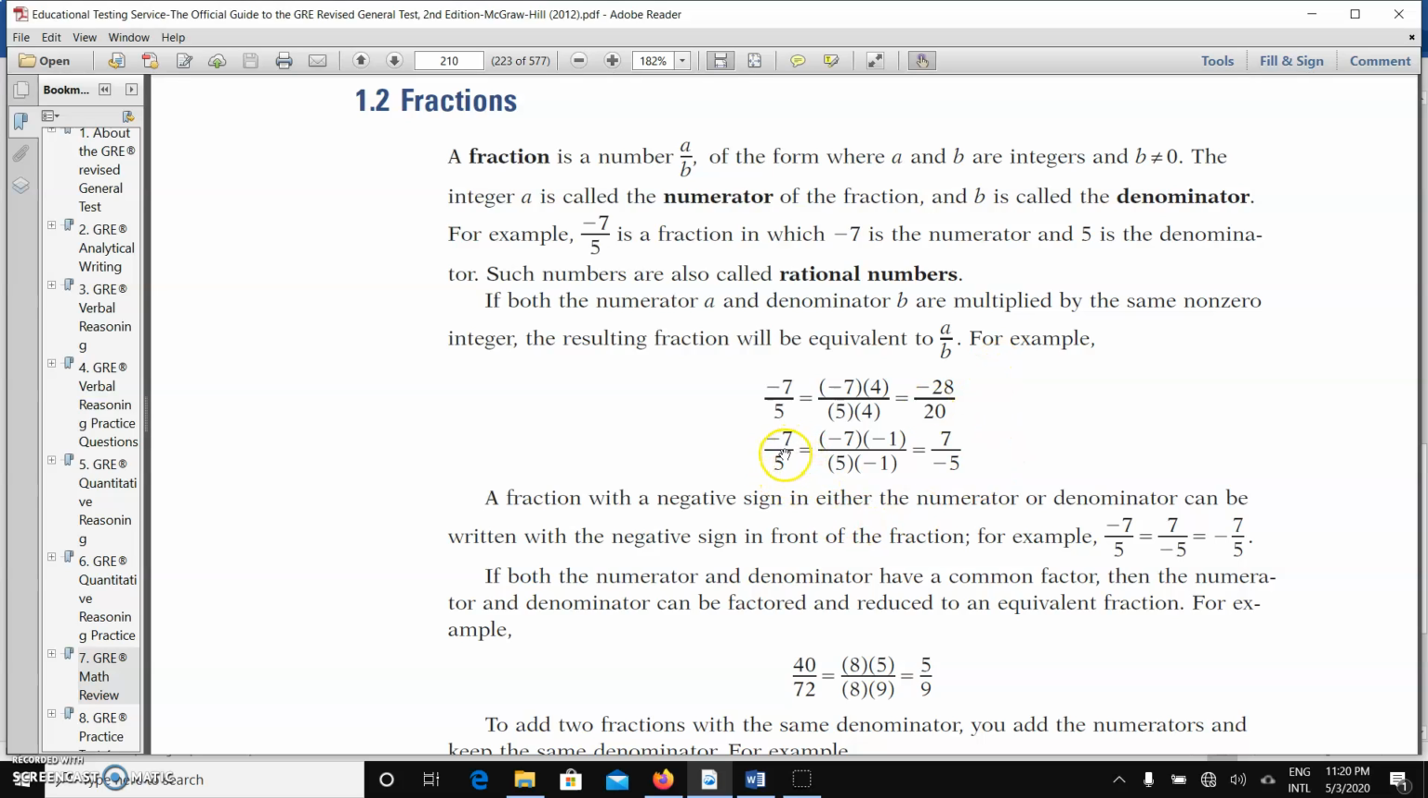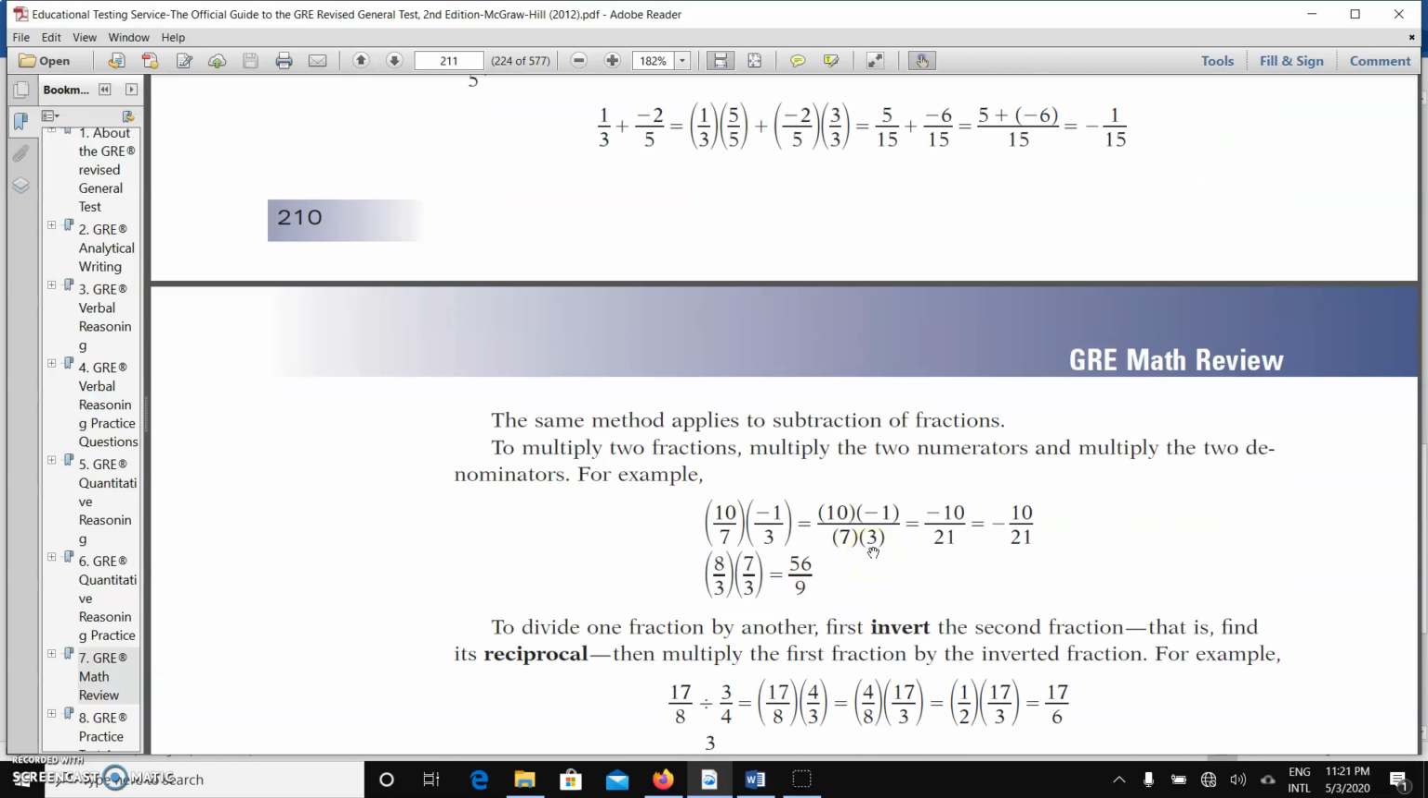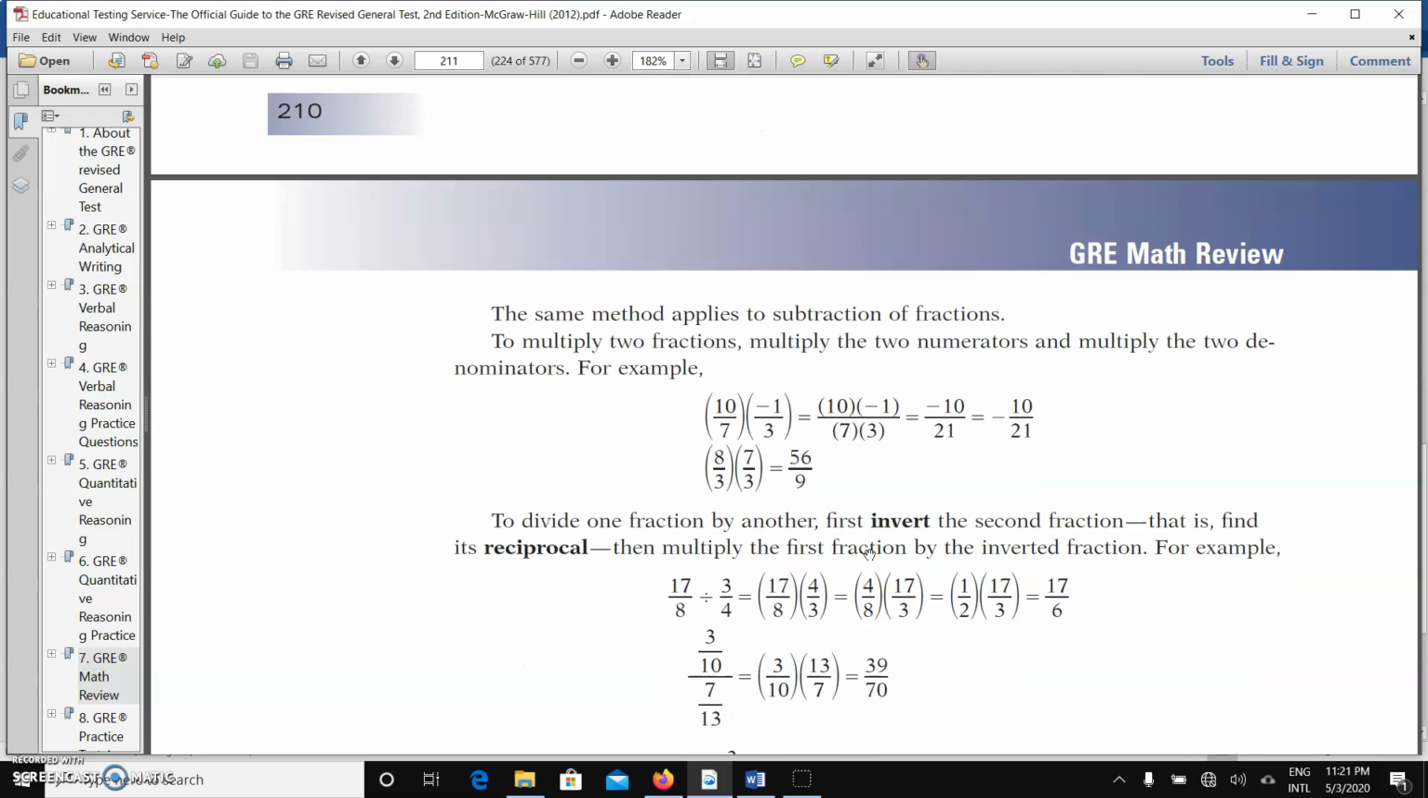And here again, instead of saying minus 7 over 5, this is the same as 7 over minus 5, as long as it carries the negative value. Now, let me quickly talk about the most important thing.